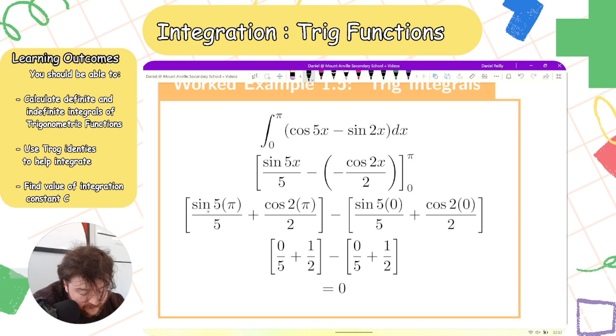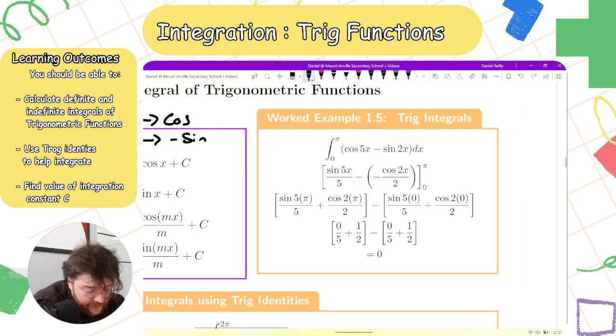So this becomes sine 5 pi over 5 plus cosine 2 pi over 2, minus sine 5 times 0 over 5 plus cosine 2 times 0 over 2, which is equal to 0 plus a half, minus 0 plus a half, which will just be equal to 0. So the answer there will just be 0, the integral between those two.